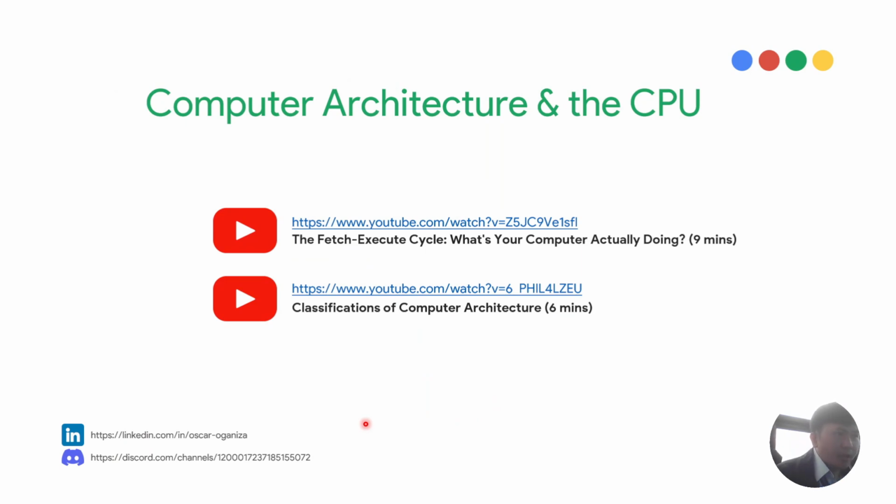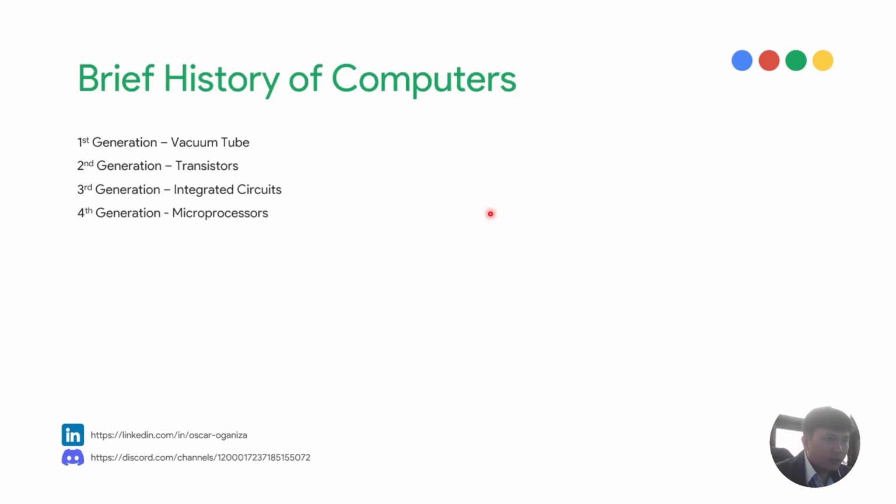So you were able to grasp the various computer architectures and how processors execute instructions, with the fetch, decode, execute cycle, and the different classifications of computer architecture. So let us now continue our discussion on the brief history of computers.